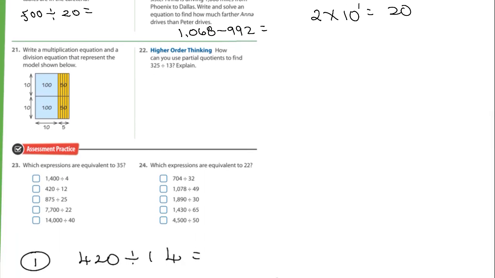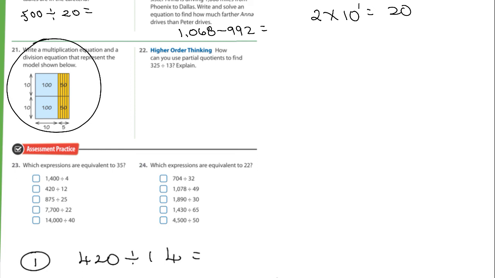Number 21. Write a multiplication equation and division equation to represent the model shown below. Oh, I see what they're doing. So, we'll talk about that one tomorrow. I'm going to hold off on that one.